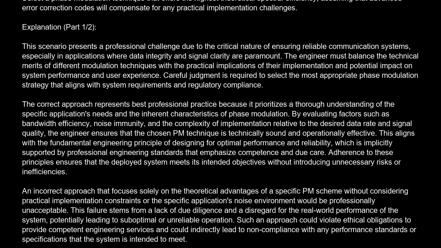An incorrect approach that focuses solely on the theoretical advantages of a specific PM scheme without considering practical implementation constraints or the specific application's noise environment would be professionally unacceptable. This failure stems from a lack of due diligence and a disregard for the real-world performance of the system, potentially leading to suboptimal or unreliable operation. Such an approach could violate ethical obligations to provide competent engineering services and could indirectly lead to noncompliance with any performance standards or specifications that the system is intended to meet.